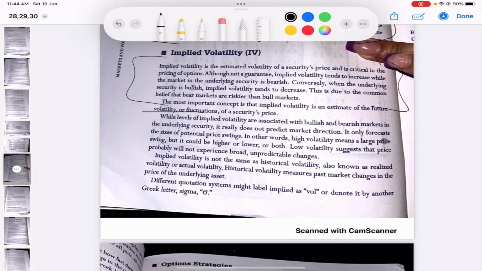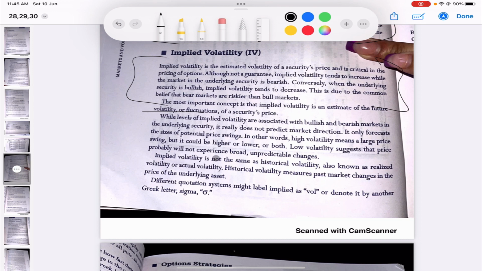So high volatility means a large price swing, but it could be higher or lower both. So they are saying that a big movement can come in the market. High IV just shows you that a big movement can come in the market, but it does not show you which side the movement will come. Will the movement be on the upside or downside? That is not said. See, volatility can be either way. The volatility can also lead to a huge upward movement, but it can also lead to a huge downward movement also. So volatility doesn't show which side the movement is going to be, but it can just show you that a big movement might come. Low volatility suggests that price probably will not experience broad unpredictable change.